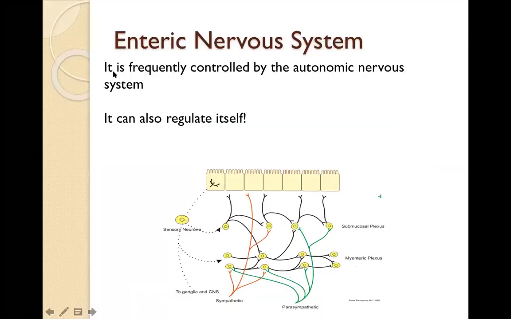Okay. As I mentioned, it's frequently controlled by the autonomic nervous system, but it can control itself. It doesn't need any external input whatsoever. And so, as you can see here, there is a sympathetic arm in red, a parasympathetic arm in green, and this sort of autonomic arm in black. But you can see that there's input from all of them. It's a very complicated input. And these would be the cells of the gastrointestinal tract that all of these little branches and nerve fibers are going to allow for function to happen.